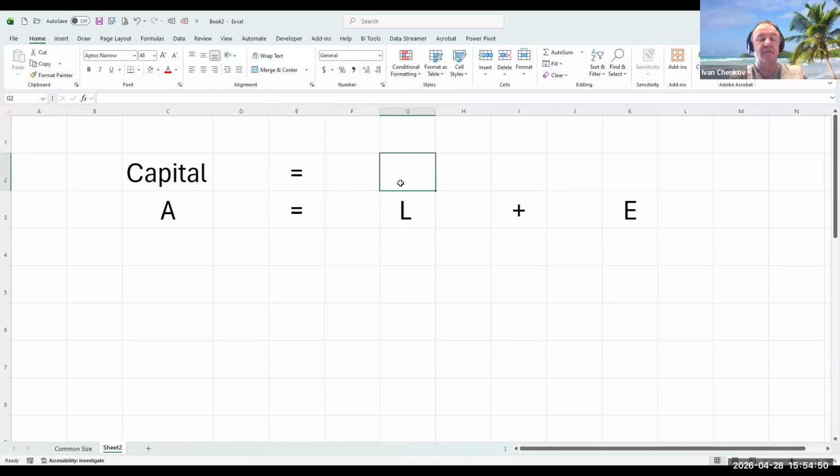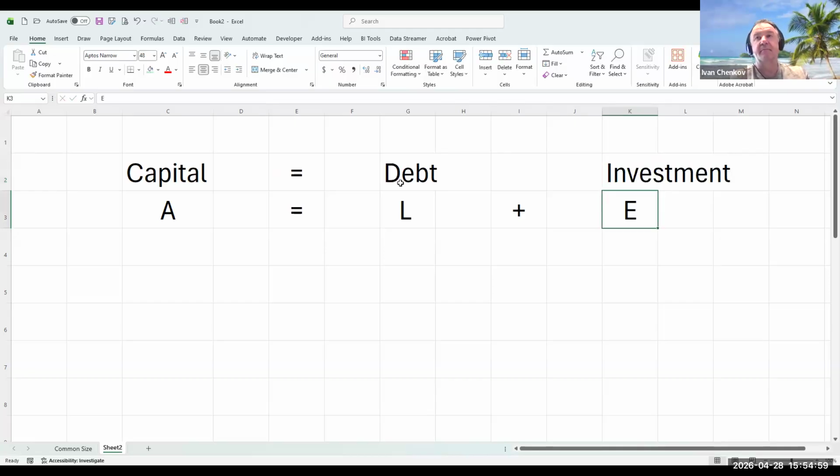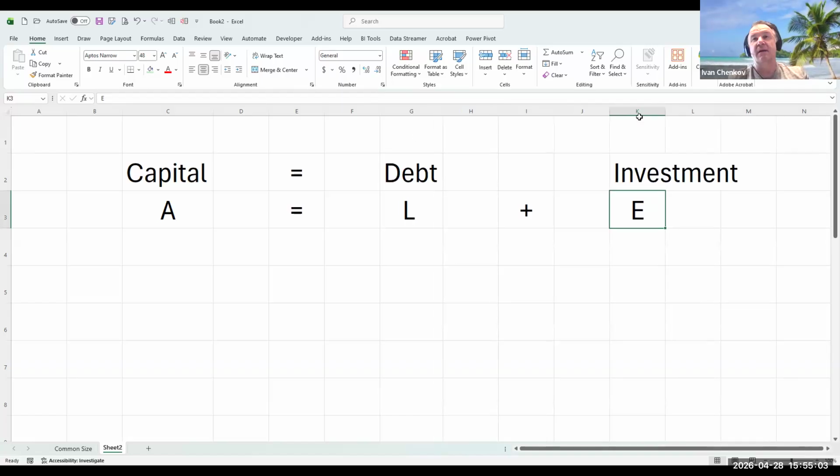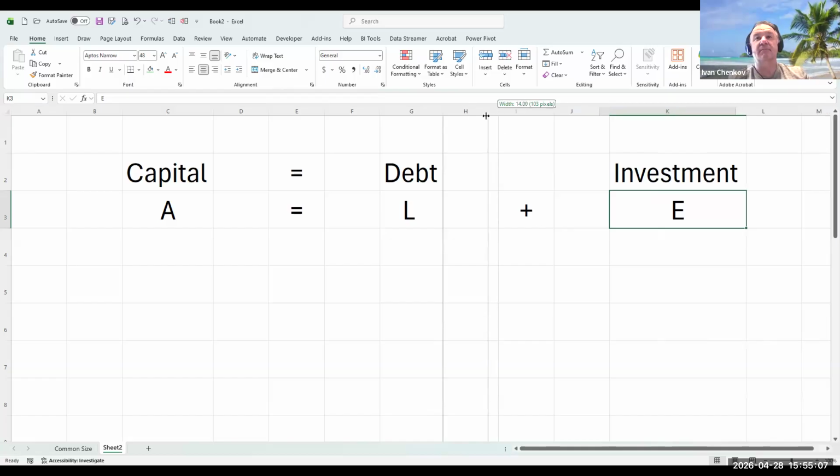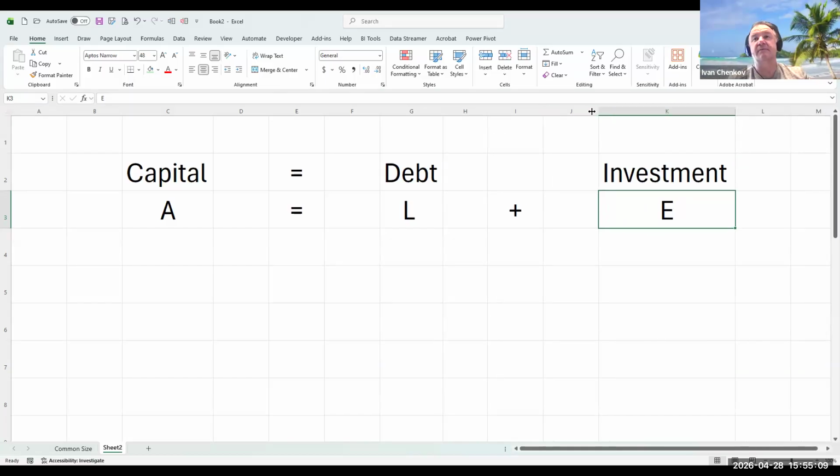Either it's going to come from debt, or it's going to come from investment. Those are the two options that you have. Debt is called liability, investment is called equity. And that's what you have.